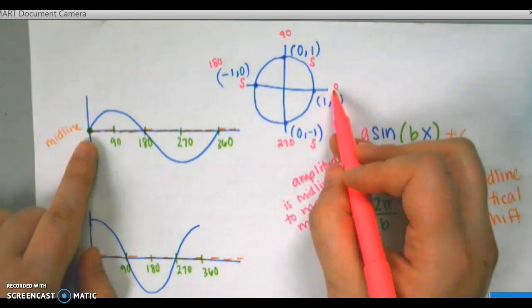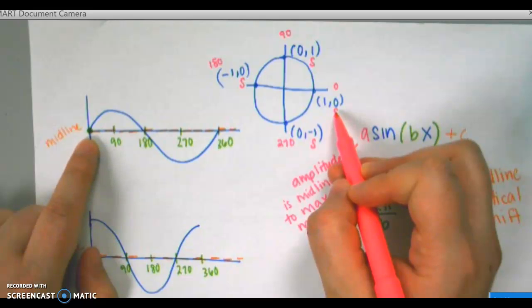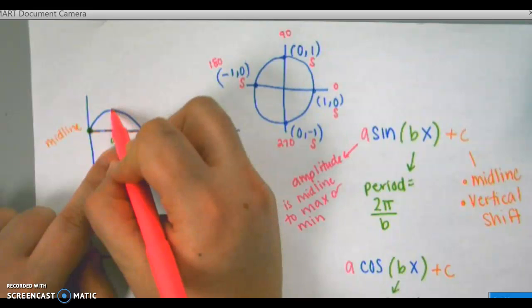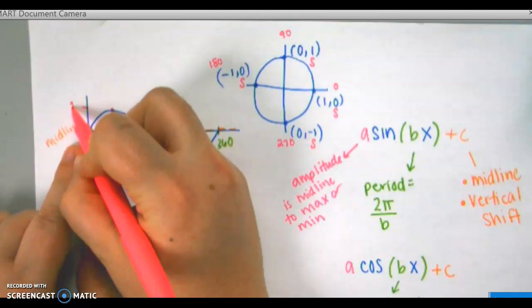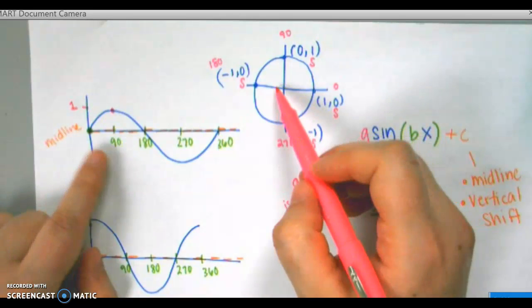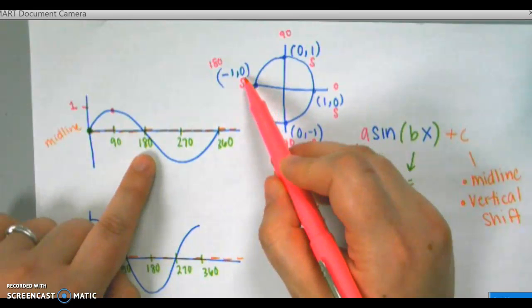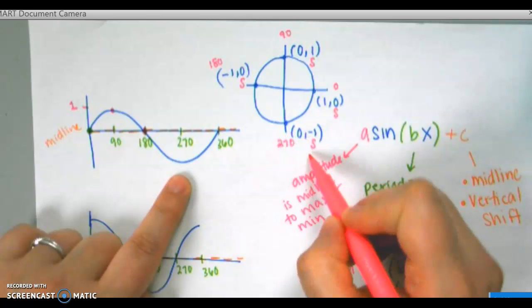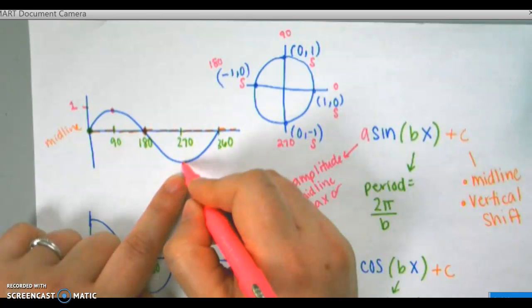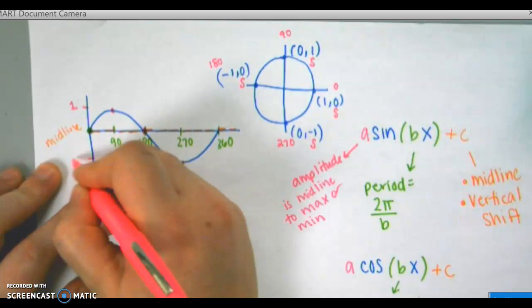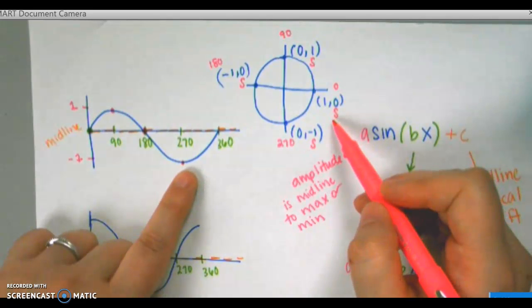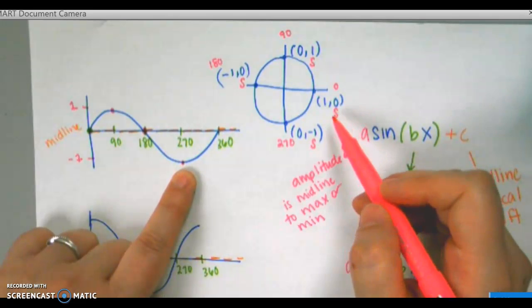So at 0, my sine is 0. At 90 degrees, my sine is 1. At 180 degrees, it's 0. At 270 degrees, my sine is -1. And then 360 is back to 0.